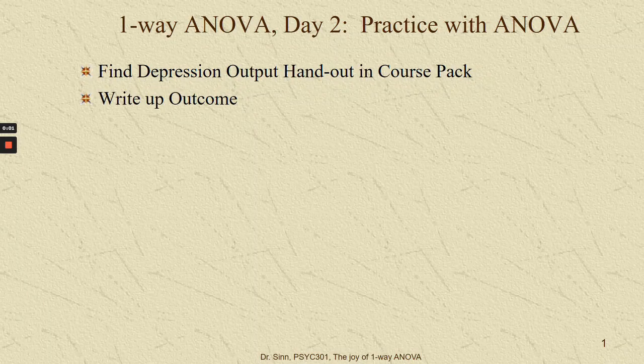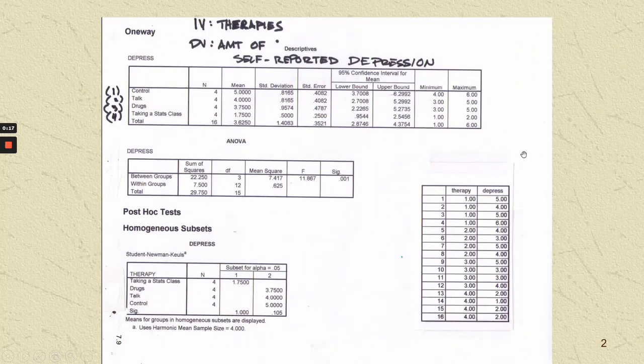All right, this is our second day on ANOVA. You should find in your course pack a handout with the SPSS output for depression. We're going to start with just a practice write-up for that. So I think it should be around page 7.9.